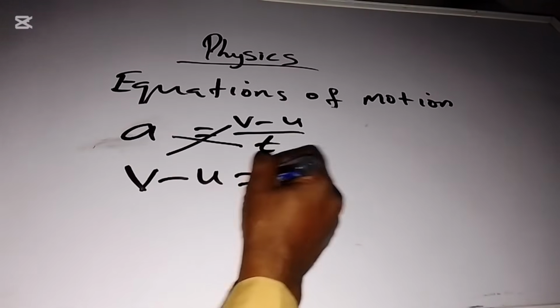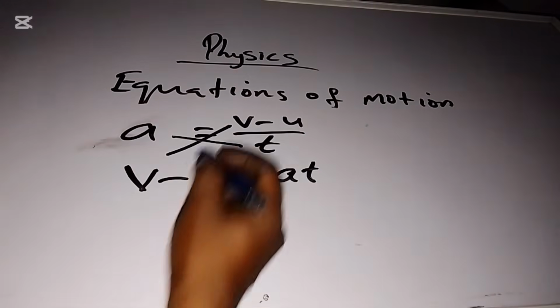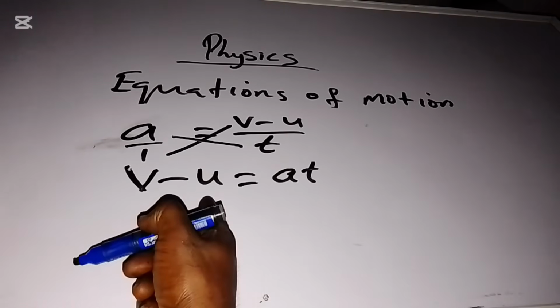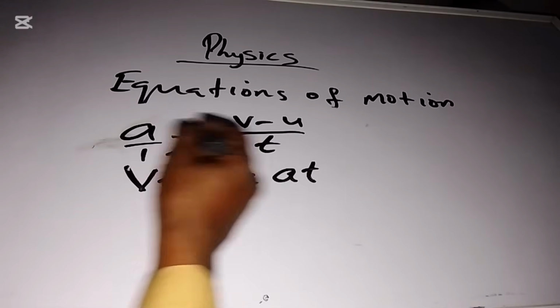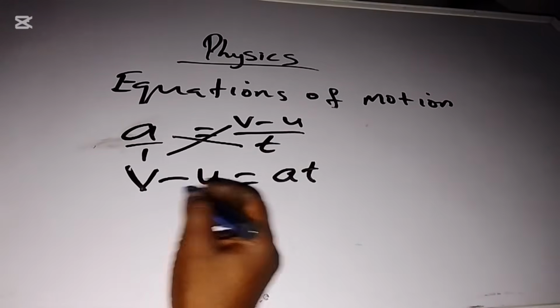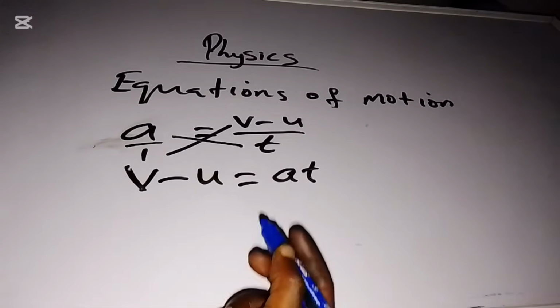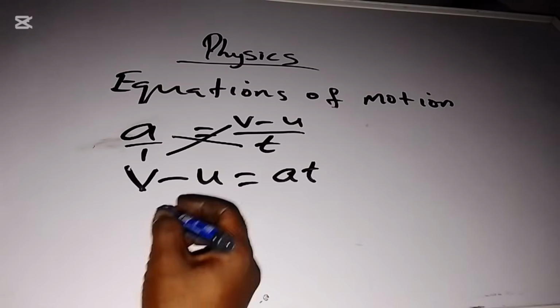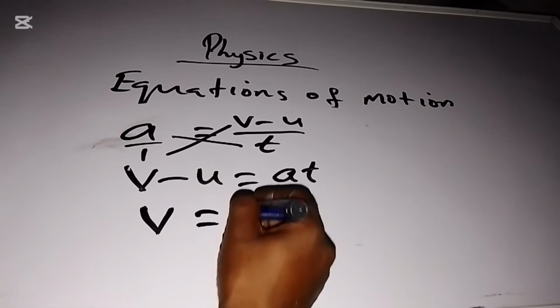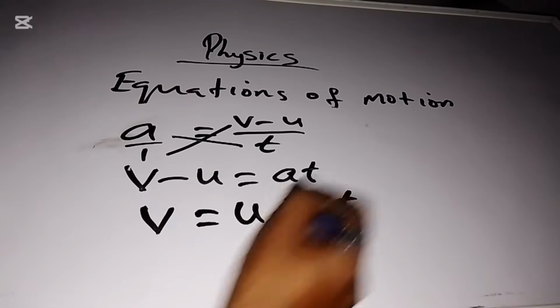Now if you cross multiply this equation, what you are going to get will be v minus u is equal to at. That is, v minus u multiplied by 1 gives v minus u, and a times t gives at. Now, you just use simple algebraic method to rearrange the equation. You can leave v on this side and move u to the other side, which makes it v equals u plus at. So this is the first equation, call it equation 1.